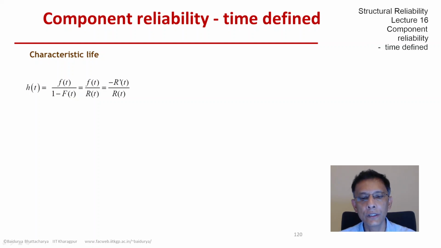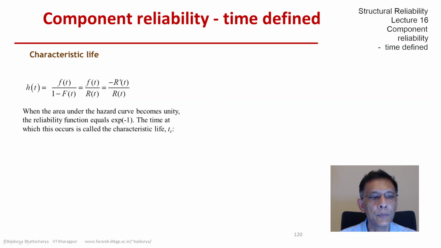The hazard function lets us define the characteristic life of a unit. You see on your screen all the equivalent definitions of the hazard function in terms of the density function and the CDF or the reliability function. And as we discussed, the area under the hazard function gives us the reliability function.